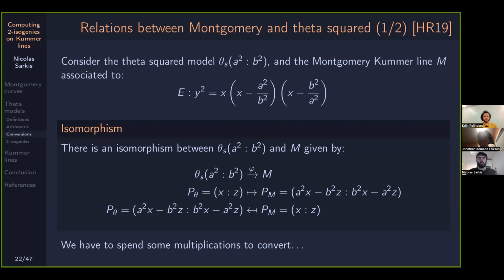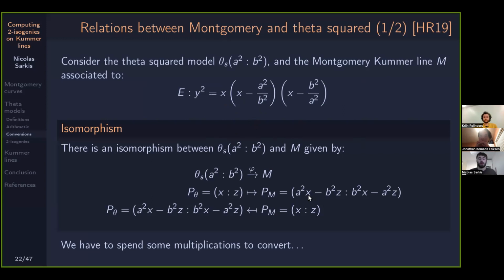There is a strong relation between Montgomery curves and theta squared that was already known by Ishii and Renz. You have an isomorphism between, if you take this Montgomery curve, so it's a Montgomery curve because if you do the multiplication, you end up with x squared plus ax plus 1. You just have extra two torsion. And you have an isomorphism between the theta squared model and the Kummer line associated to this curve, given by these formulas. The issue is that to do the conversion from a point in theta to a point in Montgomery, you have to do two multiplications.